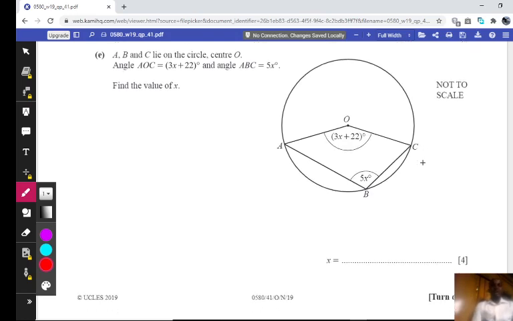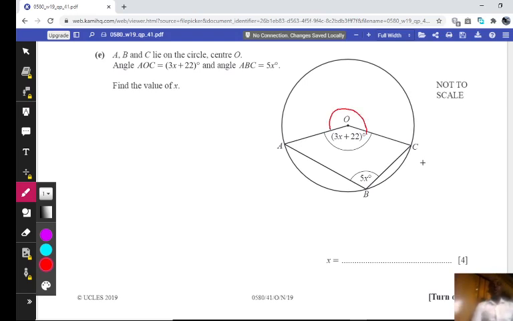A, B, and C lie on the circle with center O. Angle AOC is 3x plus 22 degrees, and angle ABC is 5x degrees. Find the value of x. Right, you have to know which angles have a relationship in this case. This angle and this angle on this side are the ones that are related.